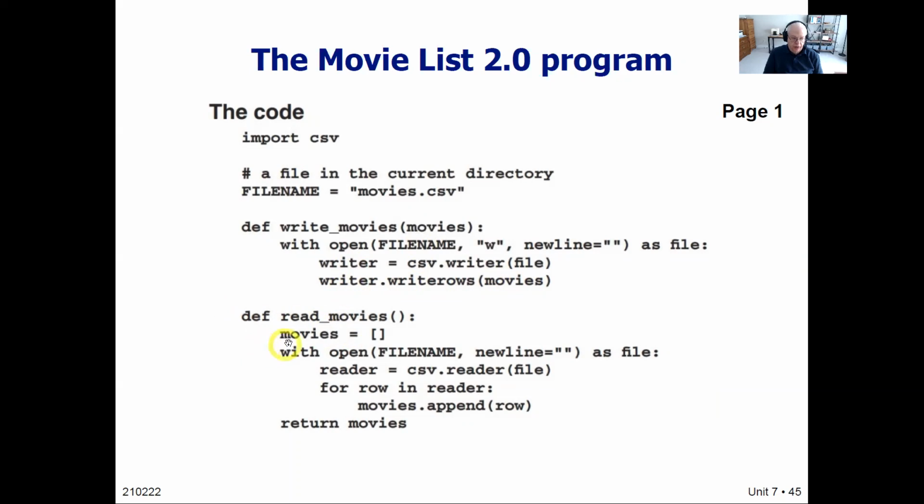Read in the other direction. Reading from the hard drive into memory, we've got to create in memory a list. So movies is going to be our list. We open up the file name. Once again, the newline argument is empty, and we're creating a file object. And here we're creating a reader object from the CSV module, reader method on file. And for each row in the reader object, we're going to append a row to this movies list that we've created in memory, and then we're going to return the whole list once we get through this function.